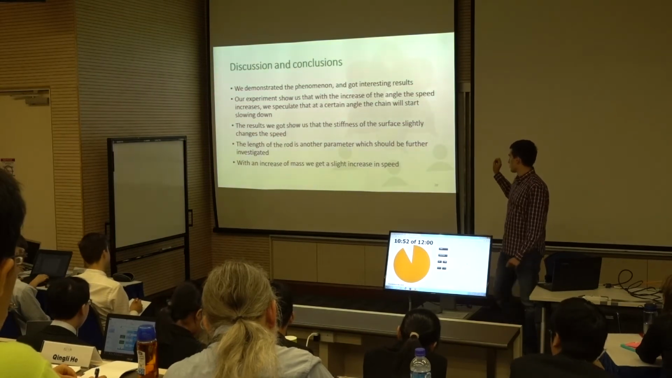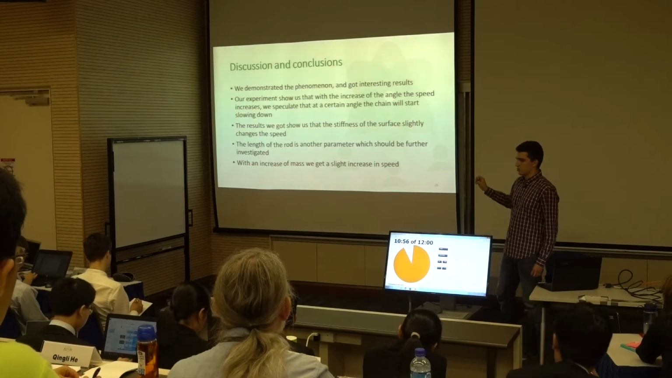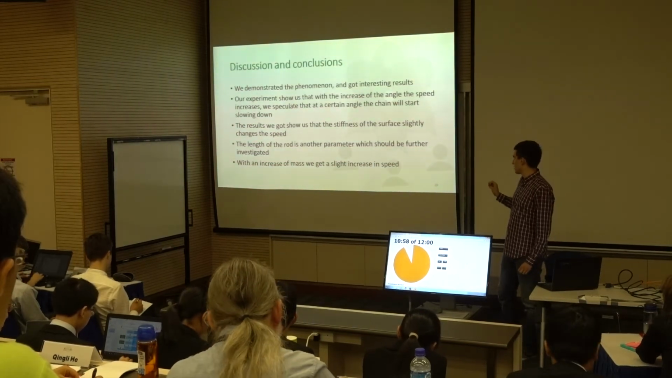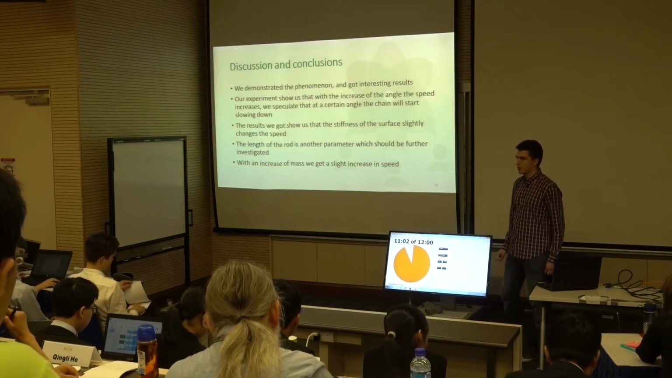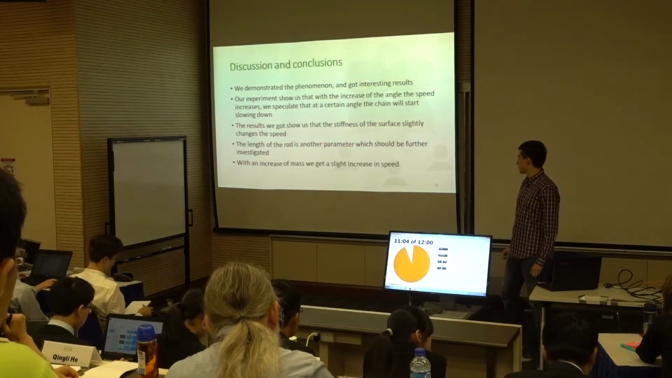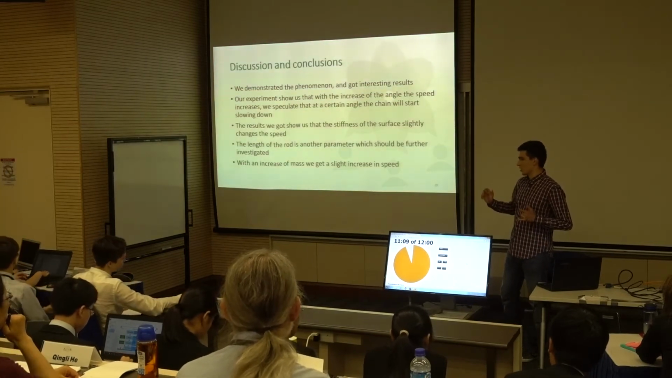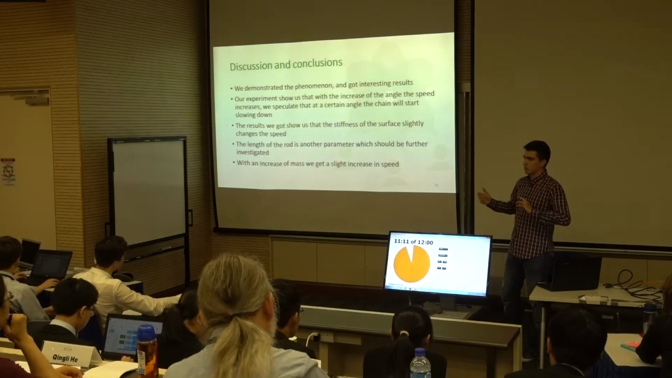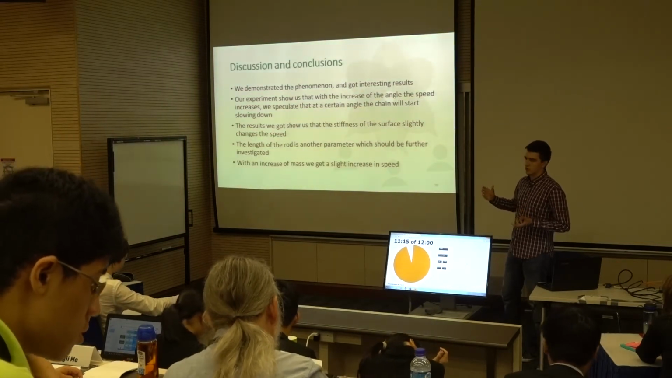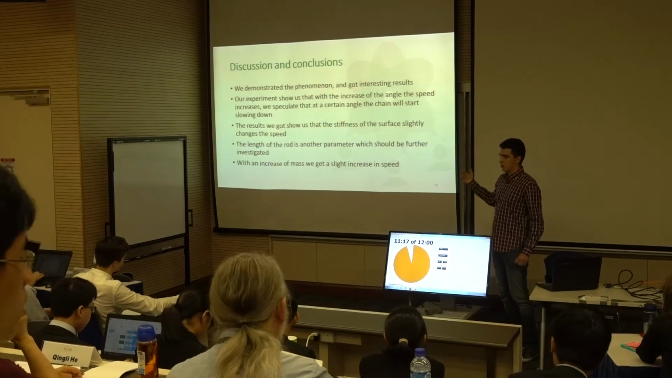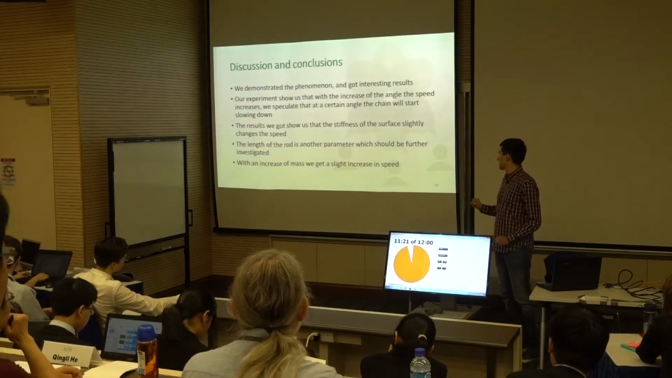The results we got show that the stiffness of the surface slightly changes the speed, but not by much in the area we tested. The length of the rod is another parameter which should be further investigated, but to test that parameter, we would have to use different rods that have different densities, but we would also like to have the same stiffness, so the bounciness, if I can call it that, would be the same as for the rods we have used. And with an increase of mass, we get a slight increase in speed.